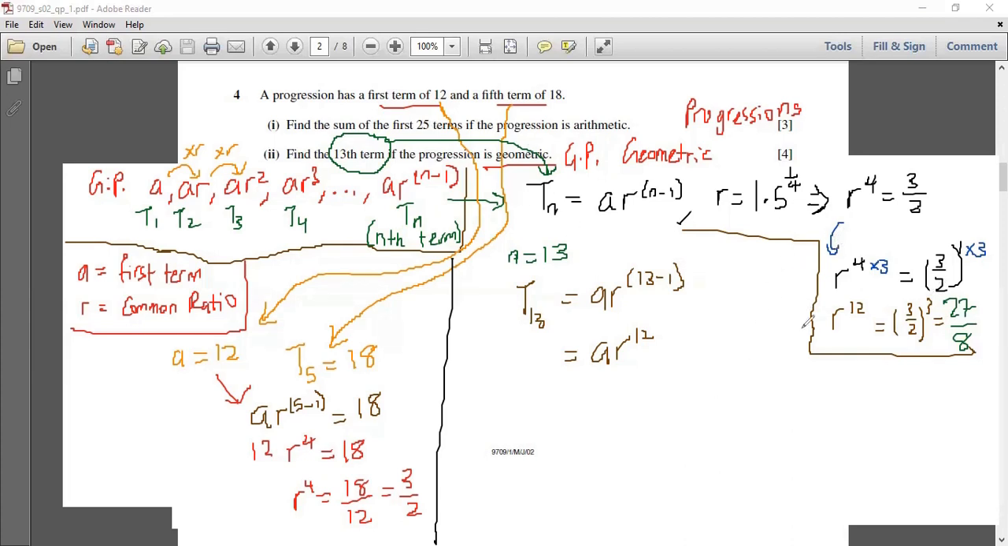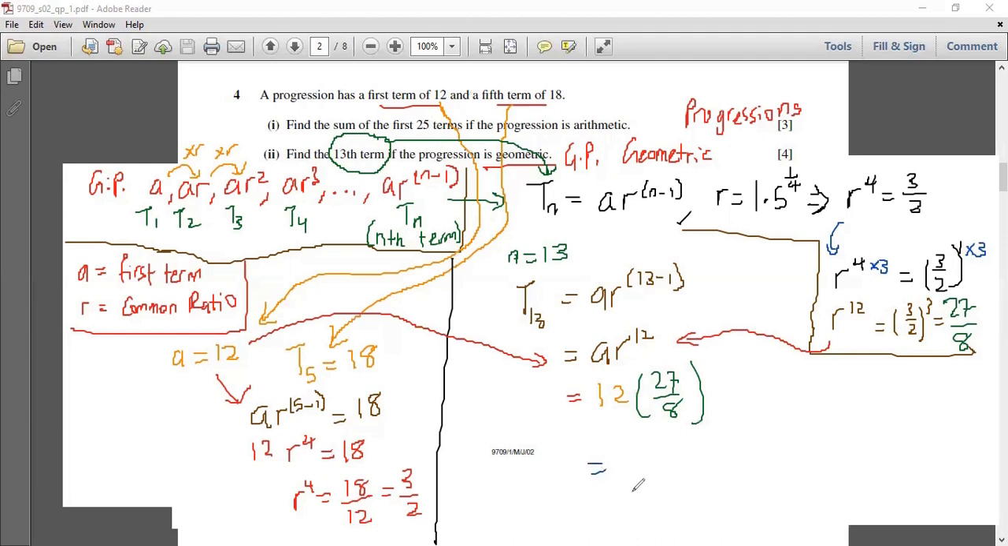Back to ar^12. So let's substitute, please. The a I take from here. I put an arrow from there to show wherever this is used. That's what the arrow denotes. Let's write the same color. This one is 12, right? Let's write a golden color for that one. The r to the power of 12 is the green number, 27 over 8. This is how it all adds up.